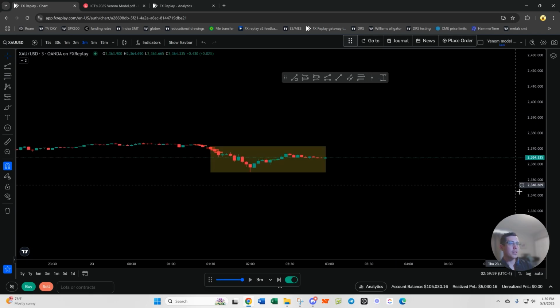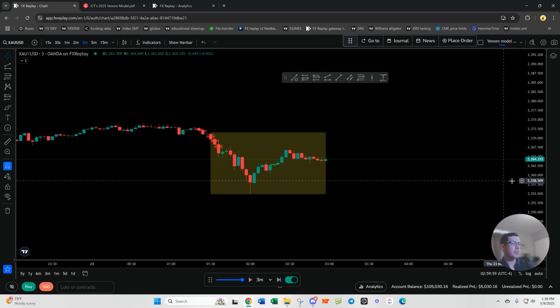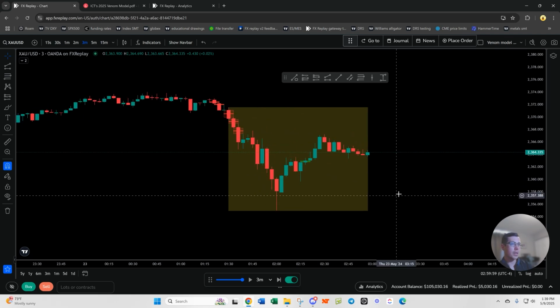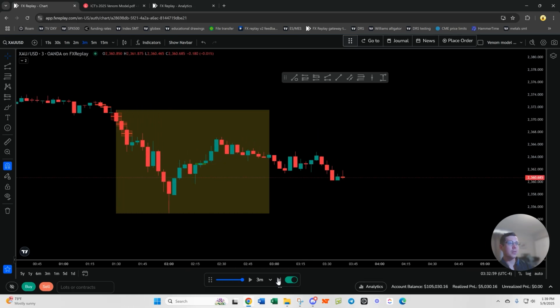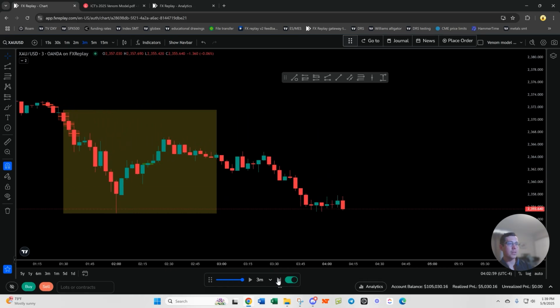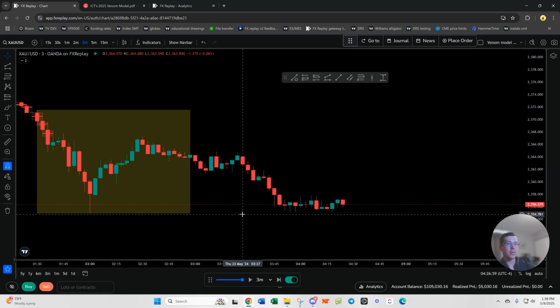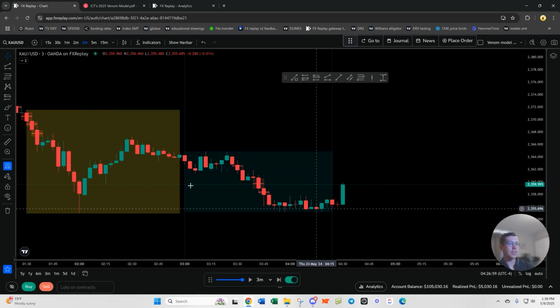Let's see where we go next. All right, down here. I'll do a couple more trades and then we'll take a look at the analytics and talk through how we feel about this variation of the model. Looks like we may just range. Haven't taken the low yet. Still have not taken it. Yeah, we just kind of ranged.